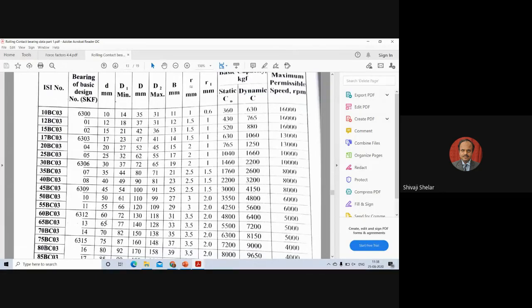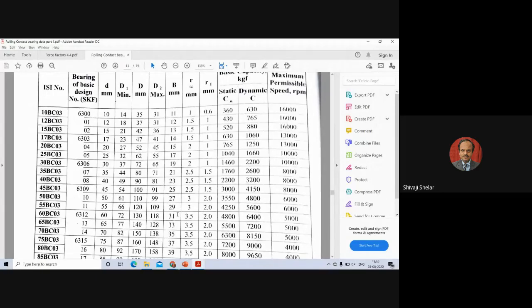Then the diameter of the shaft here is 60 mm. Then D1 minimum, I will explain what D1 minimum is in the diagram, is 72 mm. Then the housing diameter, the maximum housing diameter, is 130 mm. Then D2 max here is 118 mm. Then the width of the bearing is 31 mm. Then the radius on your bearing is 3.5 mm. Then the corner radius for housing and the shaft is 2 mm. This data I have written there.